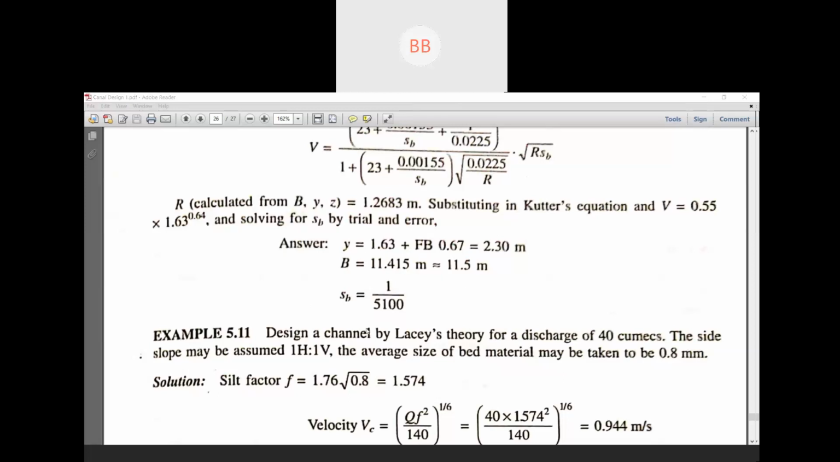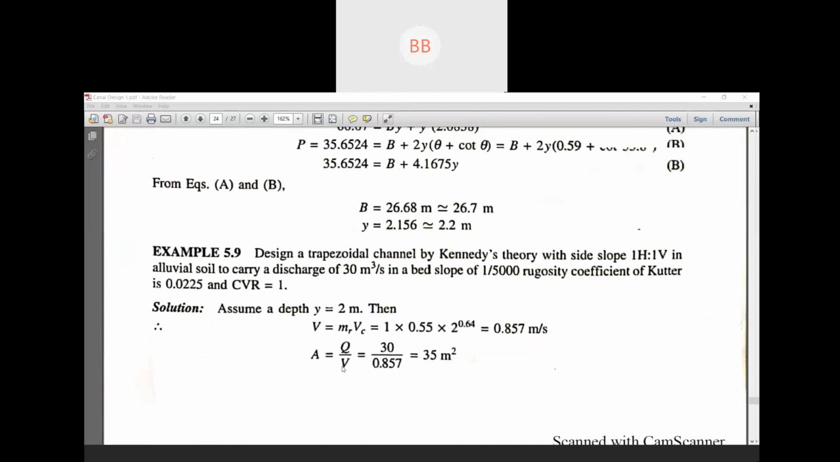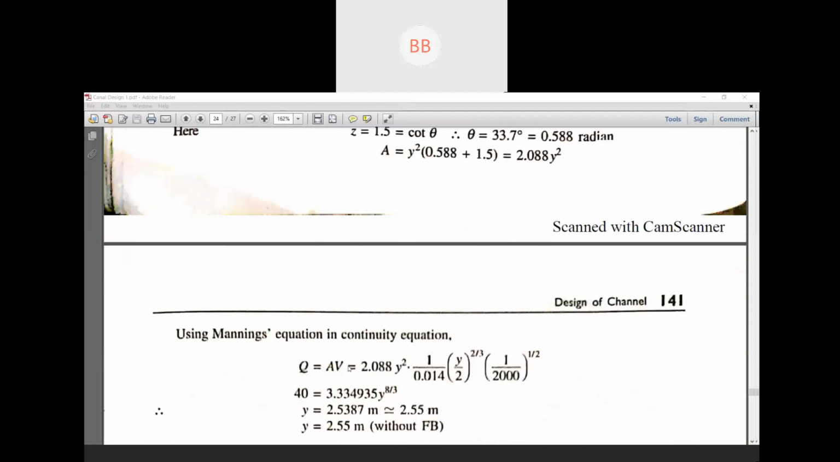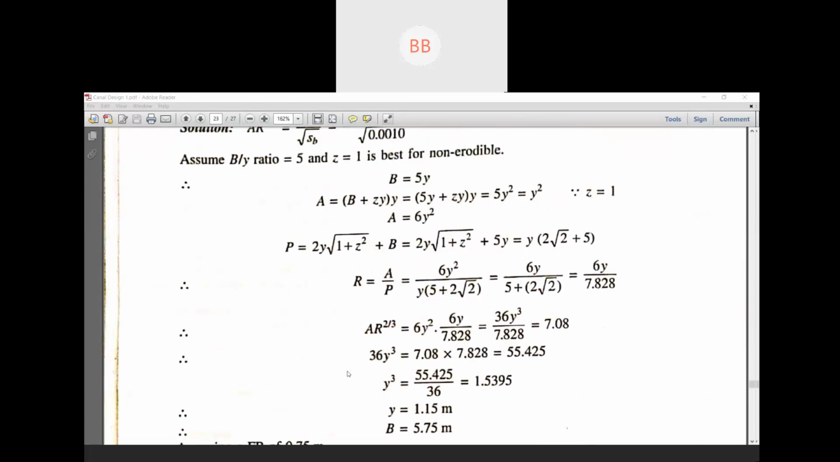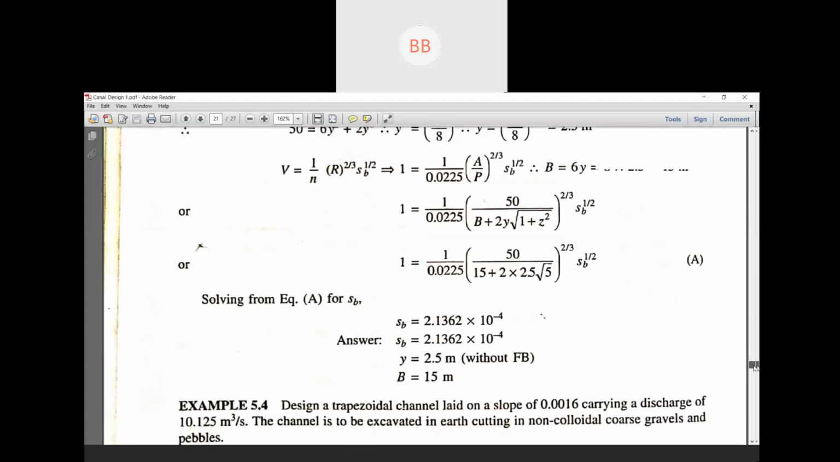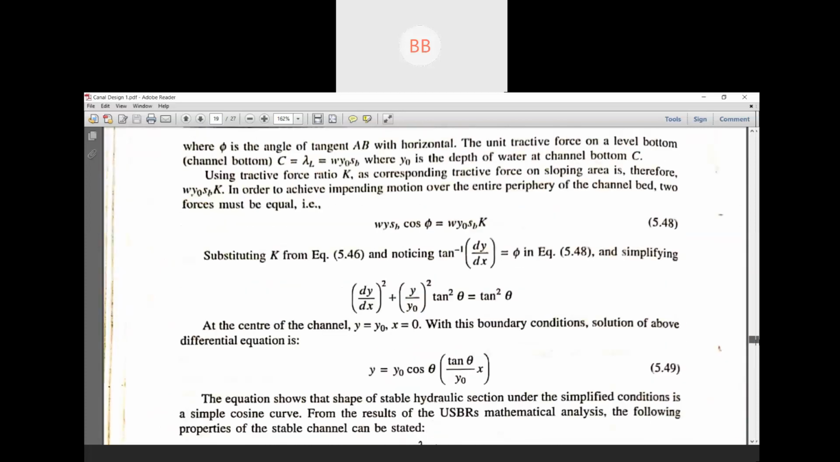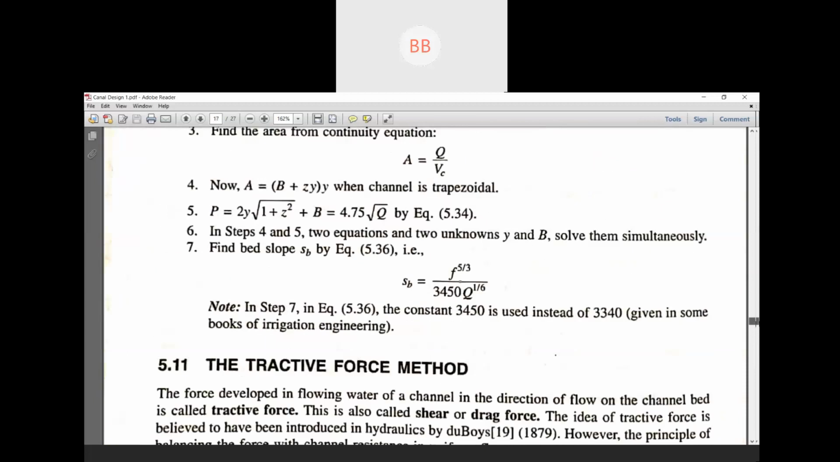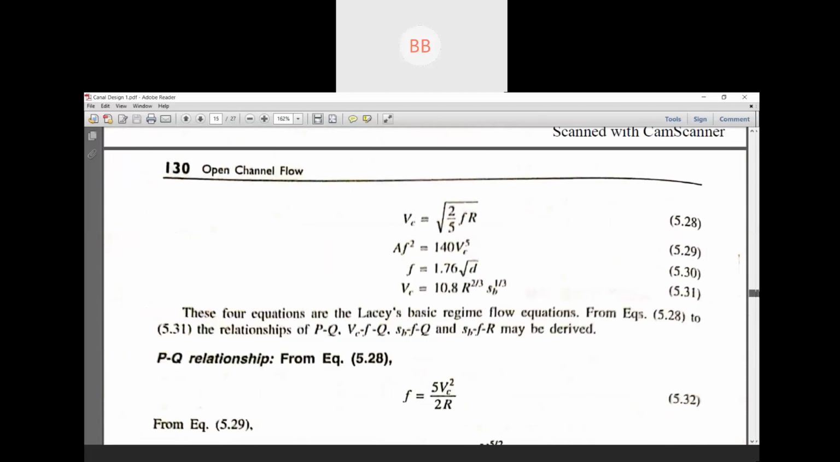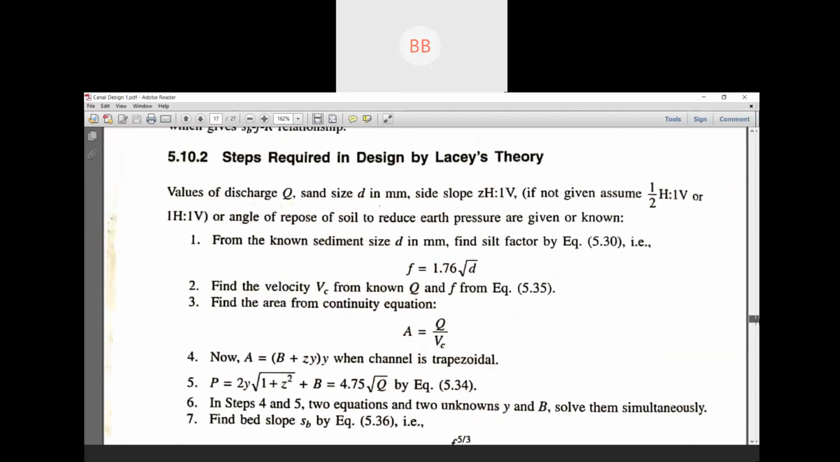Okay, next is our Lacey's theory. I think we have already discussed Lacey's theory, but I'm going to discuss it once again today, just to brush up in a brief manner. So these are the steps for designing a canal by Lacey's theory.